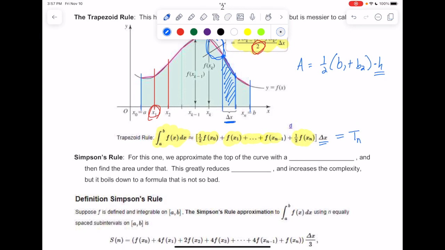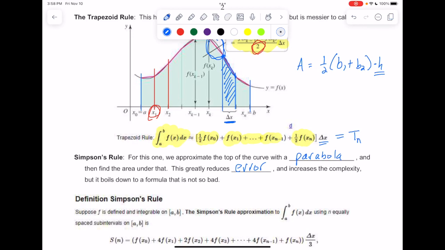So for this one, we approximate the top of the curve with a parabola because the parabola can have concavity to it. And we also choose a parabola because it's a quadratic function that we know how to find an antiderivative of. And then we use that for the top of each section, and then we find the area under that. And this can greatly reduce the amount of error that happens, but it also increases the complexity. However, when you boil it all down to a formula, it turns out that it's not that bad.